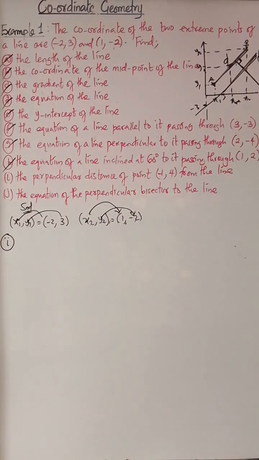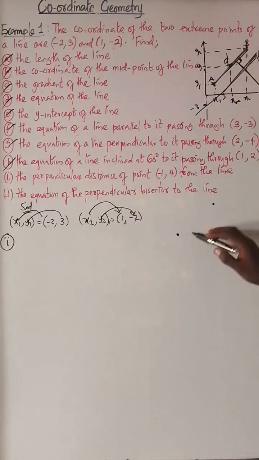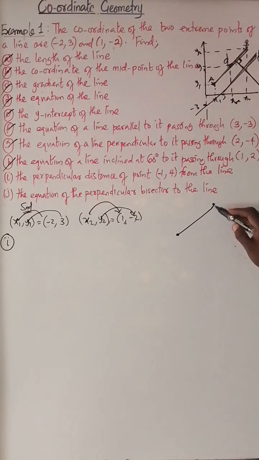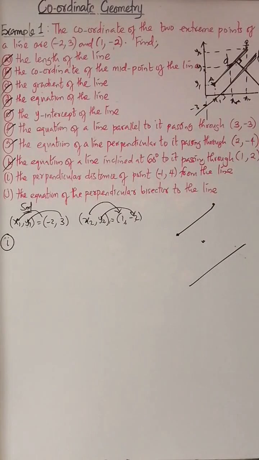We've done, let's suppose we have 2 points. We've done distance between 2 points. But now let's suppose this is a line, and this is a point. Now I want to know how far this point is from this line. And in that case, we usually focus on the perpendicular distance.